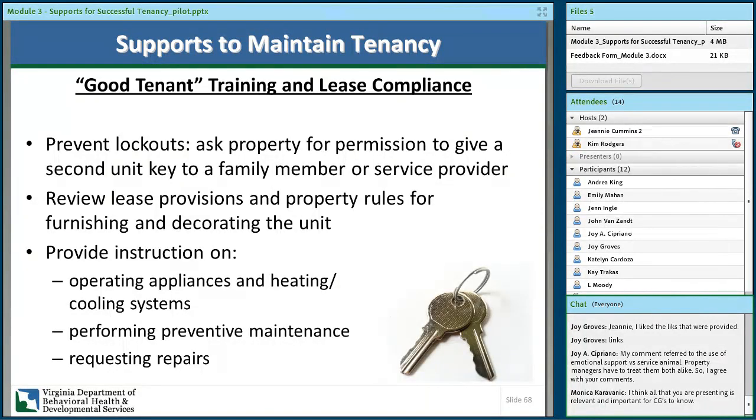So once an individual has moved into a new home, the Community Housing Guide can help the individual learn to be a good tenant and comply with the terms of the lease. Here are some important activities that may be a part of this training.